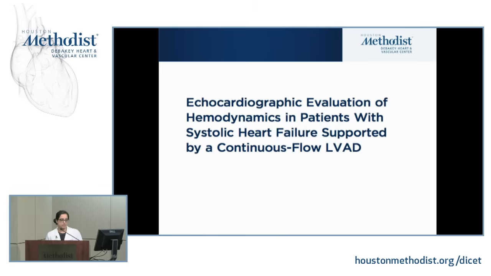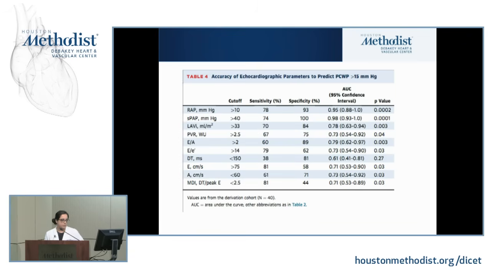So this was a study done here actually by Dr. Naga and Dr. Estep combined, looking at echocardiographic evaluation of hemodynamics in patients with systolic heart failure. There are around 50 patients or so that they had concomitant right heart catheterization and echo on. So we looked at what would be the accuracy of echocardiographic parameters to predict a pulmonary capillary wedge pressure of greater than 15. And it's pretty intuitive.